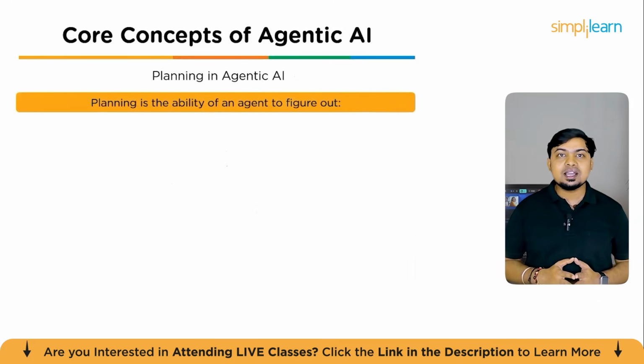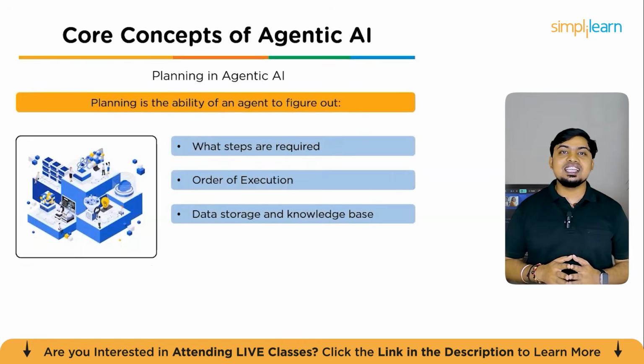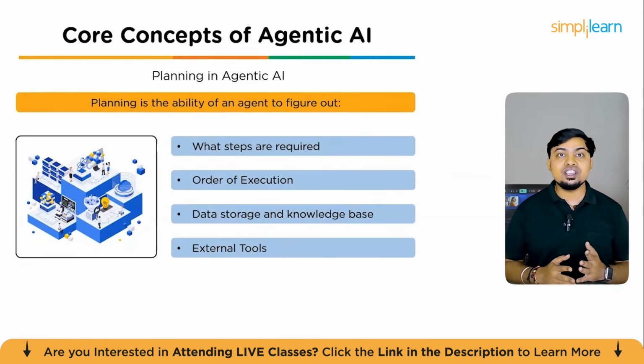Planning in AI. Now, the next one is planning in agentic AI. Now, let's talk about planning. Planning is the ability of an agentic AI to figure out what steps are required, in what order, and which tools to use. This might involve breaking a complex task into smaller subtasks, reasoning step by step, and executing them subsequently. Planning is what allows AI agents to solve problems that cannot be handled with a single prompt. Think of it like the difference between answering a question and completing a project.